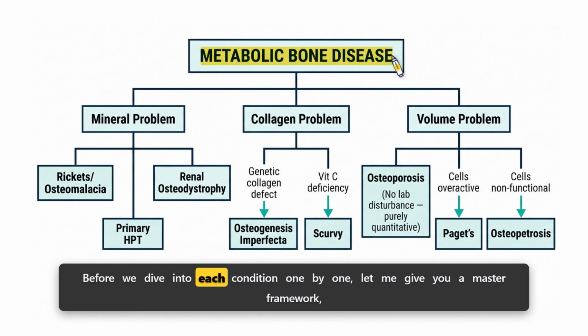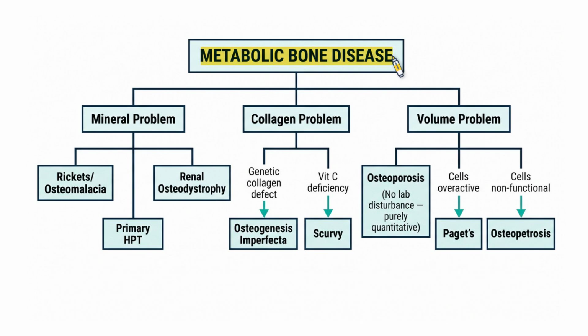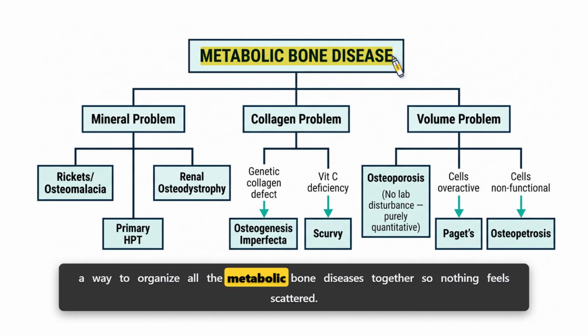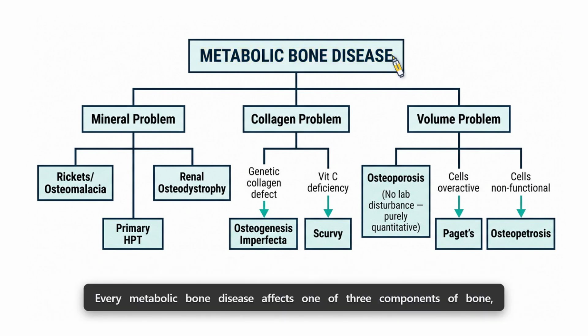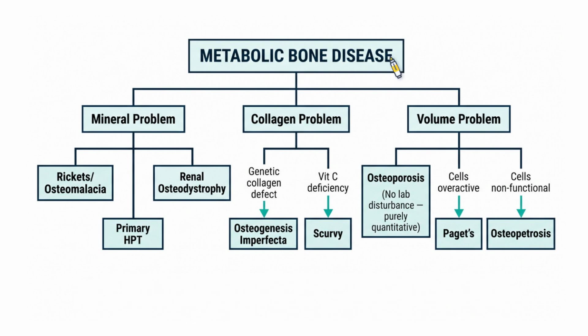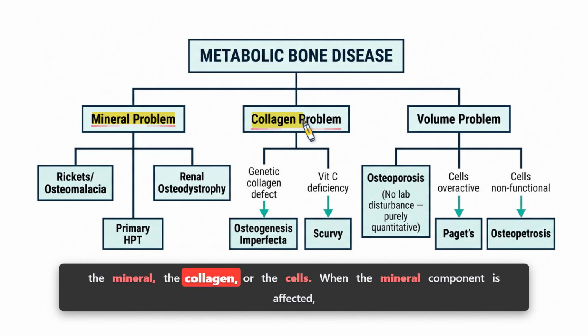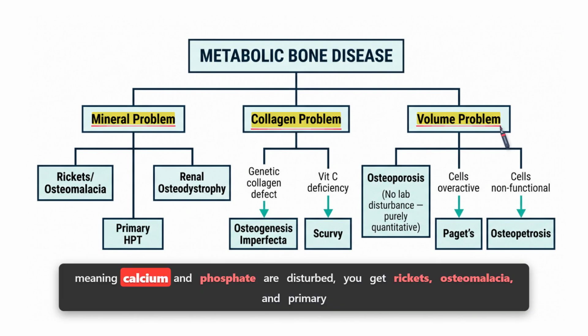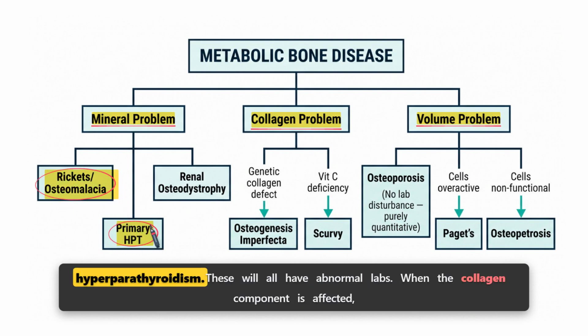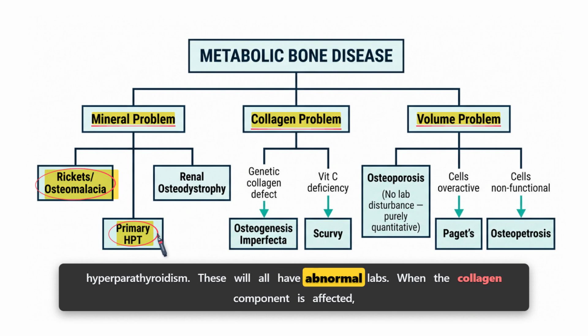Before we dive into each condition one by one, let me give you a master framework, a way to organize all the metabolic bone diseases together so nothing feels scattered. Every metabolic bone disease affects one of three components of bone: the mineral, the collagen, or the cells. When the mineral component is affected, meaning calcium and phosphate are disturbed, you get rickets, osteomalacia, and primary hyperparathyroidism. These will all have abnormal labs.